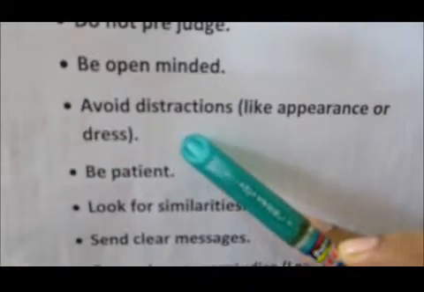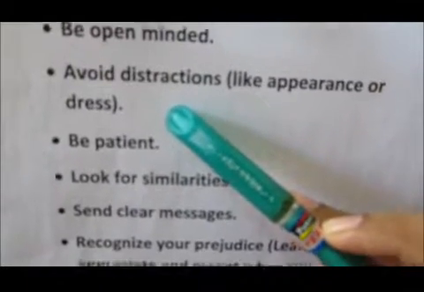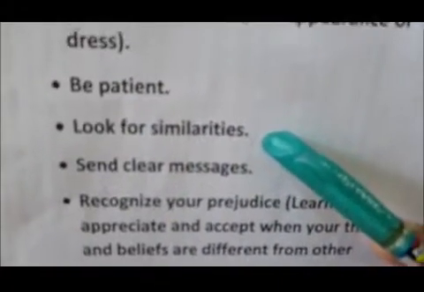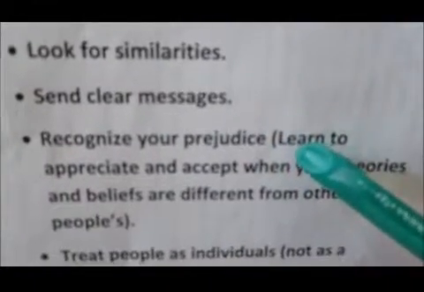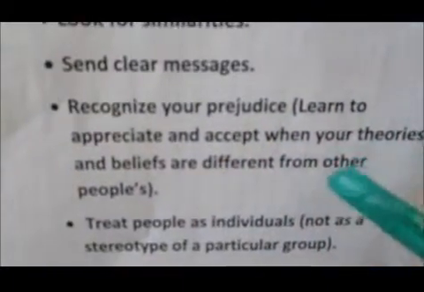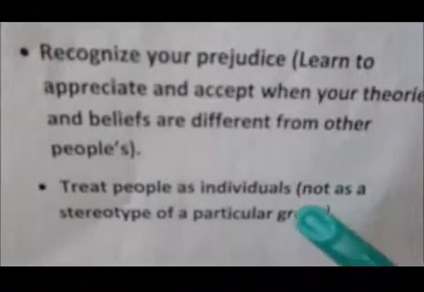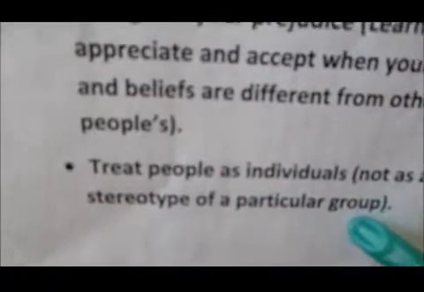So overdressing or wearing a lot of bling can actually take focus off what you're trying to communicate or say. Be patient. Look for similarities and appreciate them. Send clear messages. Recognize your prejudice. Learn to appreciate and accept when your theories and beliefs are different from other people's. Also, treat people as individuals, not as stereotypes of a particular group. Keeping these things in mind, it will be easier to communicate across different cultures in a global concern.